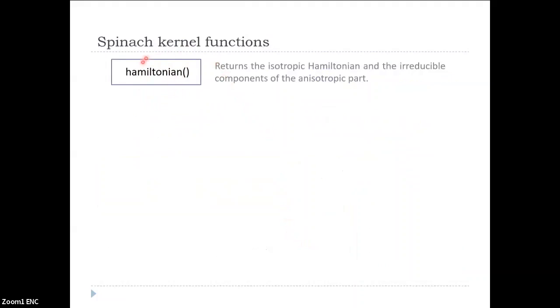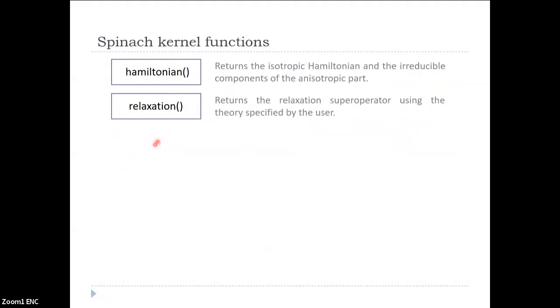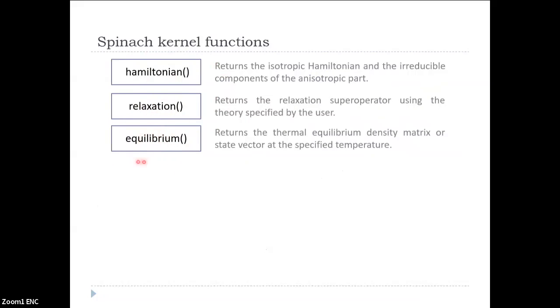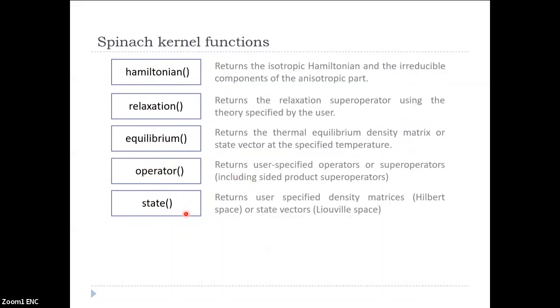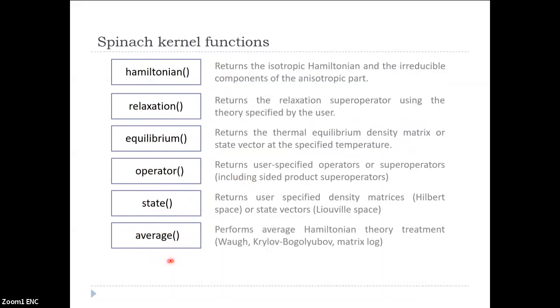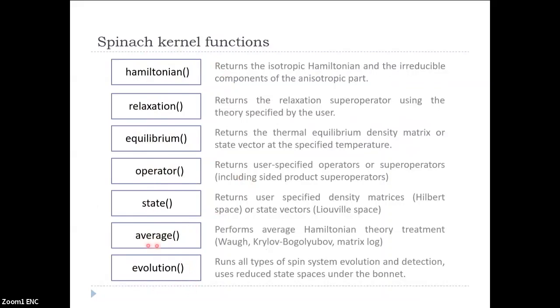Okay, and then kernel functions. So the Hamiltonian function will give you the Hamiltonian, relaxation will give you the relaxation superoperator, equilibrium will get you the thermal equilibrium density matrix. If you want to build your own operator, you can request it from the program. You want your own state in Liouville space, it will give it to you. Various average Hamiltonian series and so on. And then, of course, time evolution infrastructure is all in there. So there are pre-programmed pulse sequences, but there are also infrastructure functions that you can use to create your own pulse sequence. It's not any harder than programming a pulse sequence on an actual instrument. Look at the examples, modify the examples as you like, and you'll be fine.